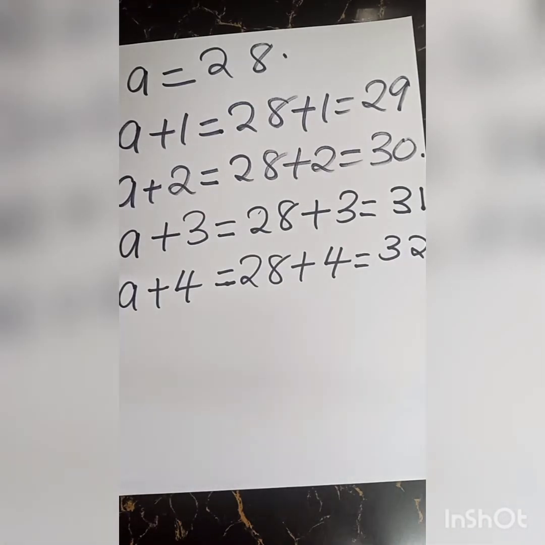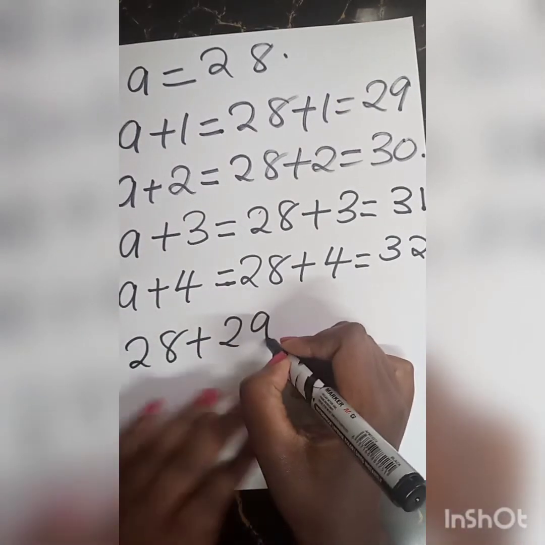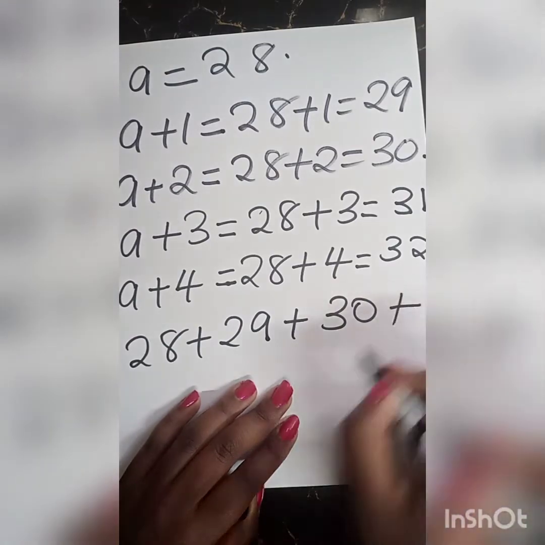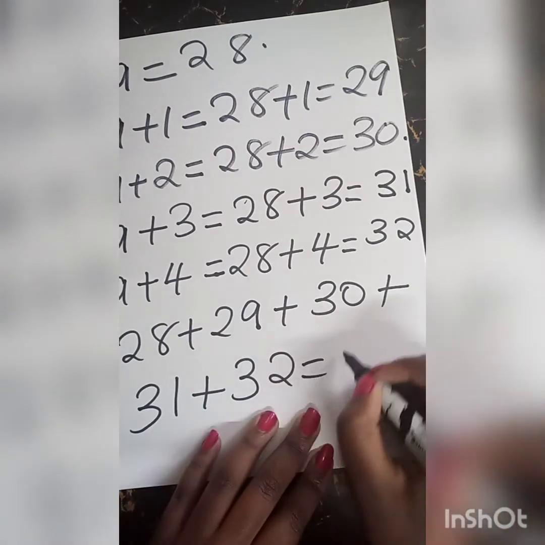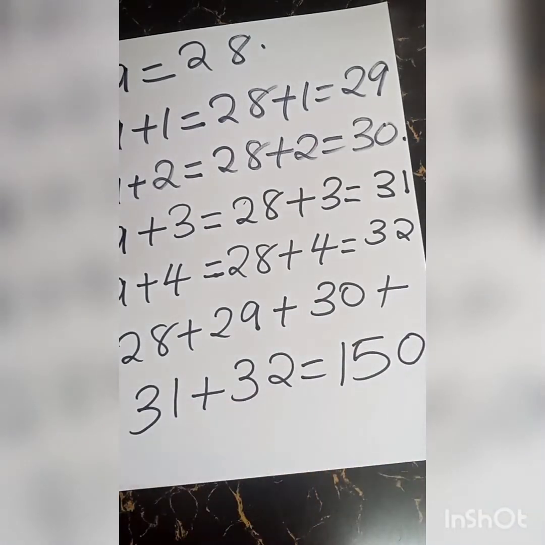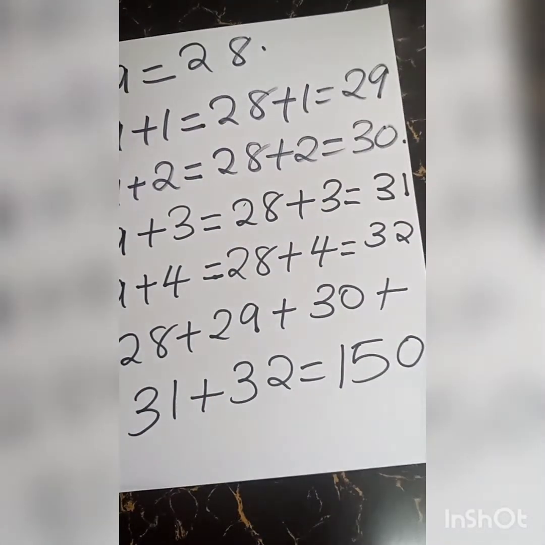Okay, let's add the numbers. When you add 28 plus 29 plus 30 plus 31 plus 32, you'll get 150. So now we can conclude that the 5 numbers are 28, 29, 30, 31, and 32. Yes, and that's our answer for the first question.